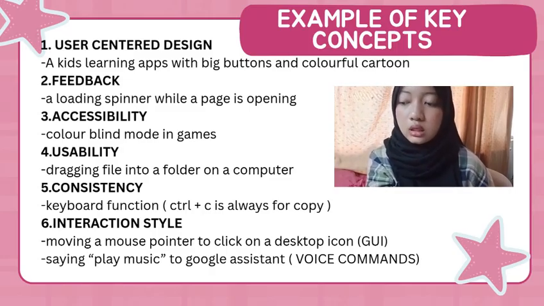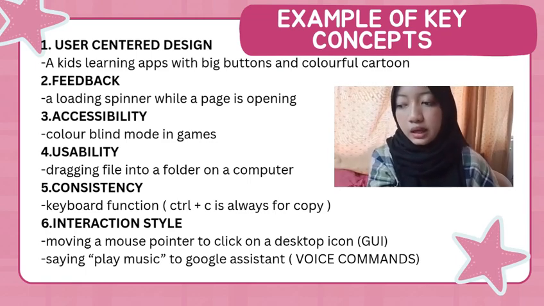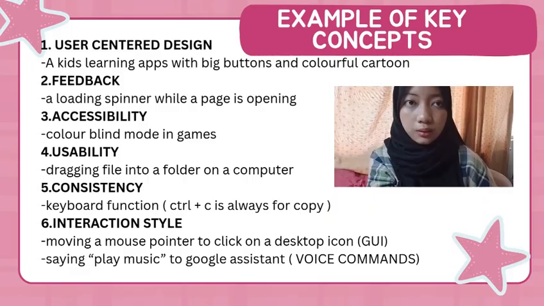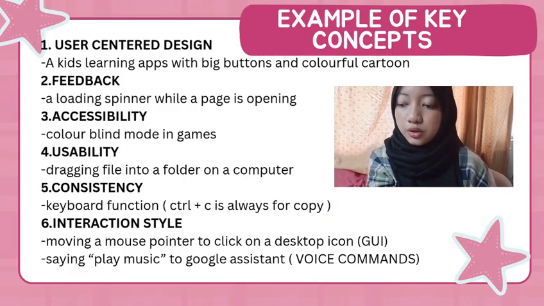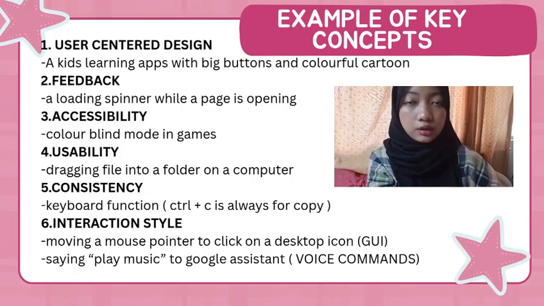Number 5, consistency, keyboard functions. For example, CTRL-C is always for copy, CTRL-V is for paste, and many more. And the last one, interaction style. Moving a mouse pointer to click on a desktop icon is a GUI. And saying "play music" to Google Assistant is a voice command.